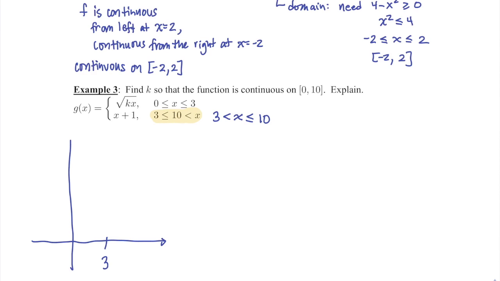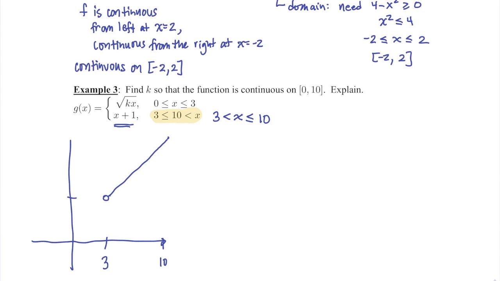And then I have a graph that's linear once I am past 3. So here, the second branch doesn't depend at all on our value of k, right? That's just x plus 1. And so if I were to plug in 3, I'd have 3 plus 1, and that's 4. So I'm going to have an open circle at 4 for the y coordinate and 3 for the x coordinate. And then that is just going to be linear going up. I shouldn't continue that with an arrow. I want to stop at the point 10, 11.